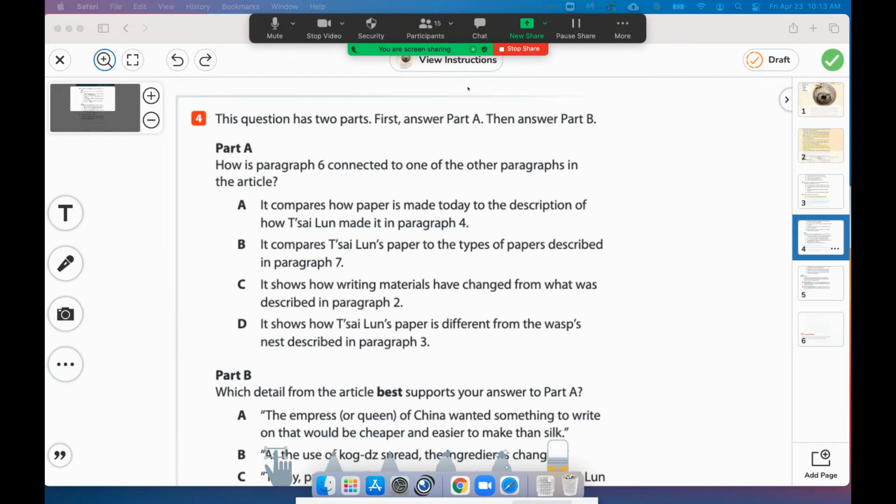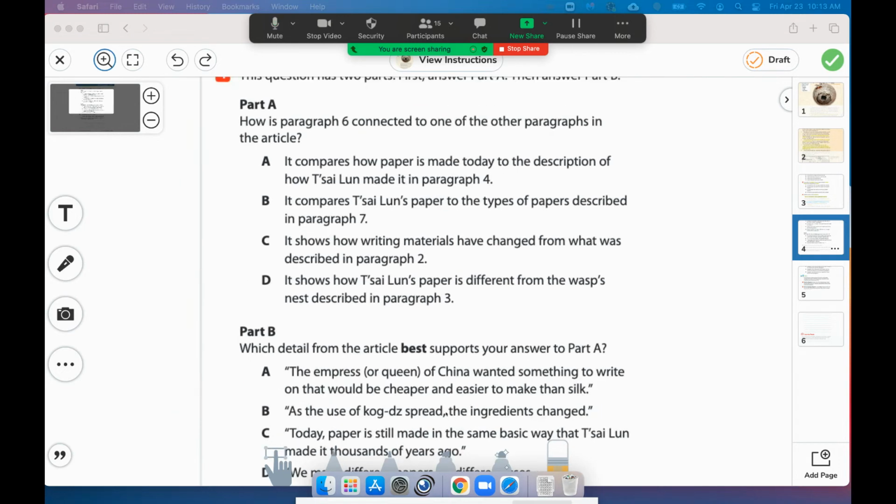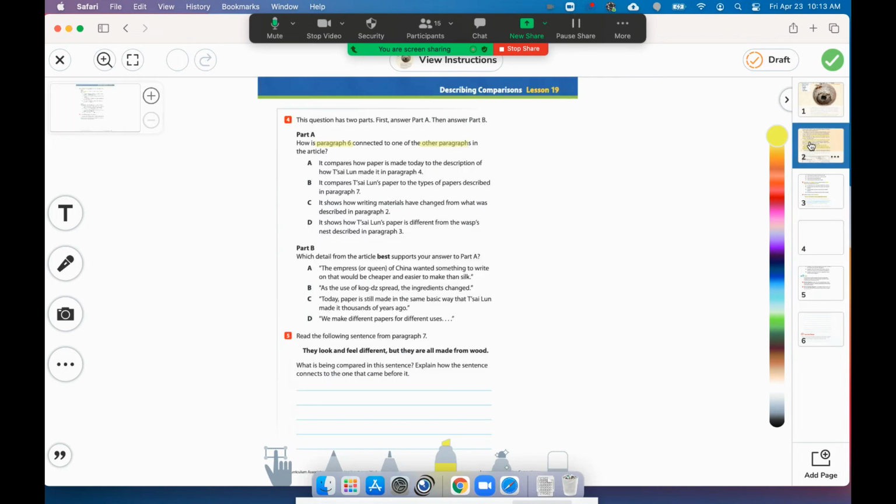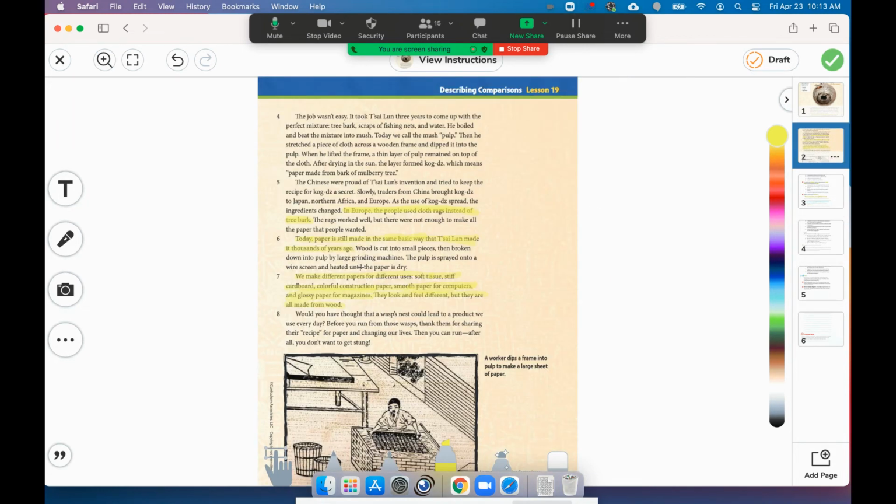All right, good job. This question is 2 parts. First answer part A, then part B. How is paragraph 6 connected to one of the other paragraphs in this article? I'm going to look at paragraph 6 real quick to figure out what they mean by it.